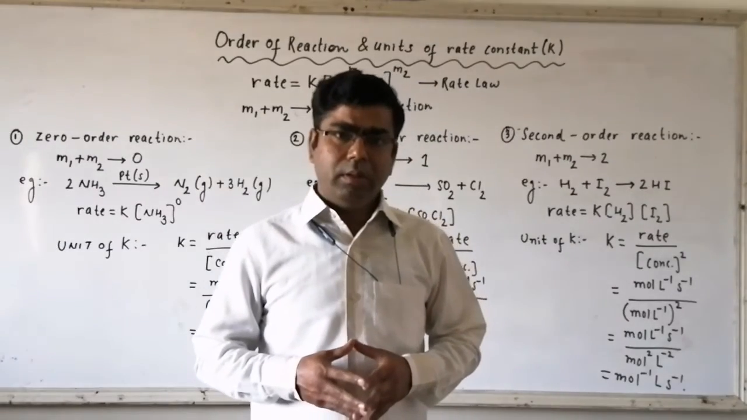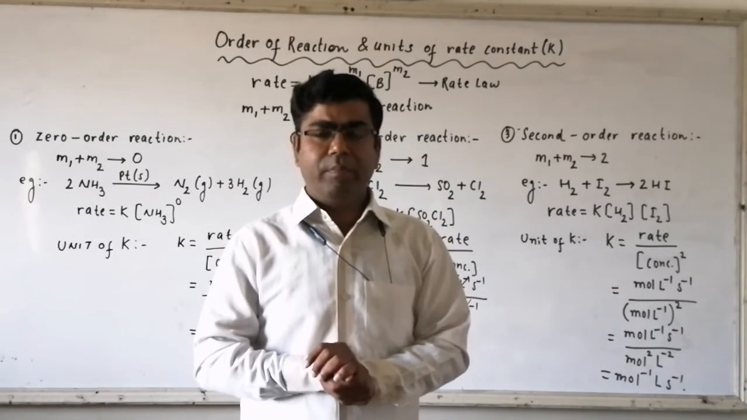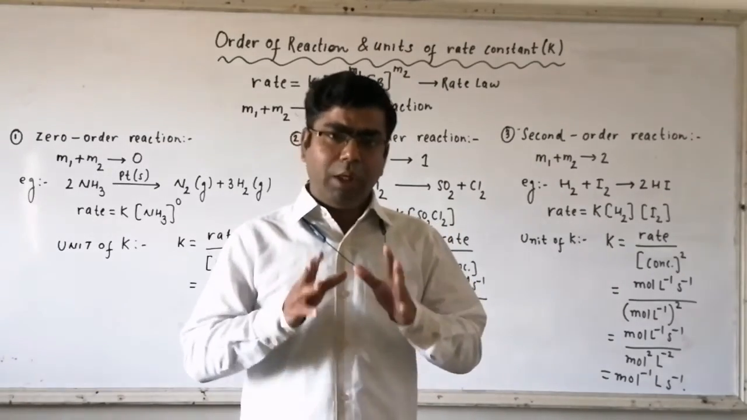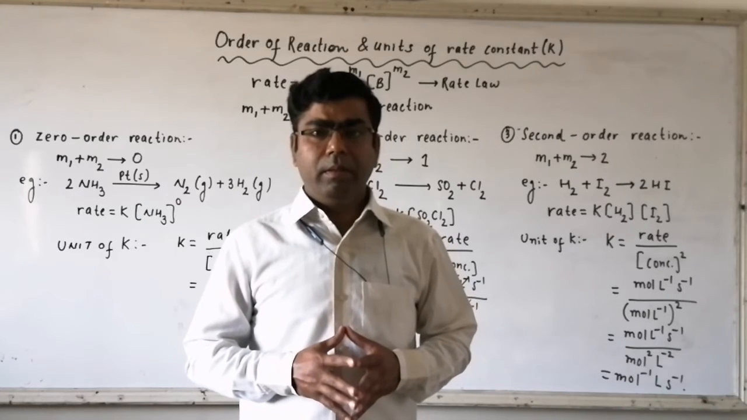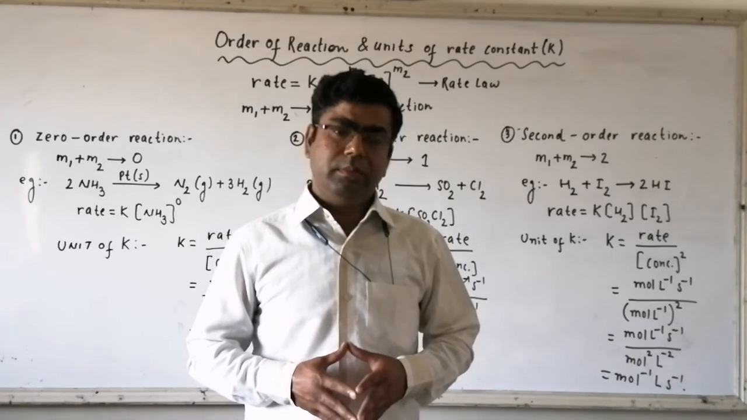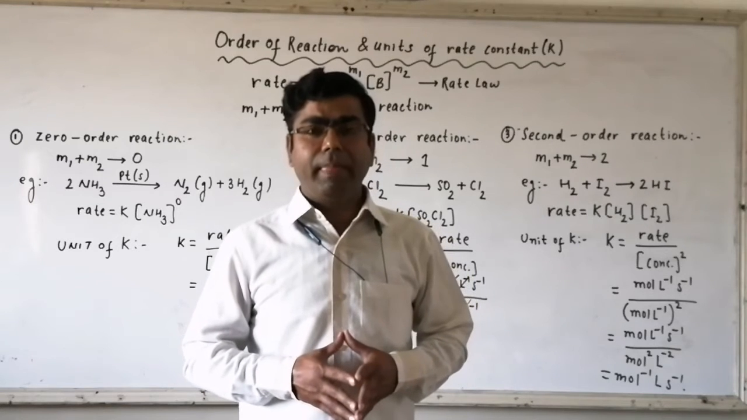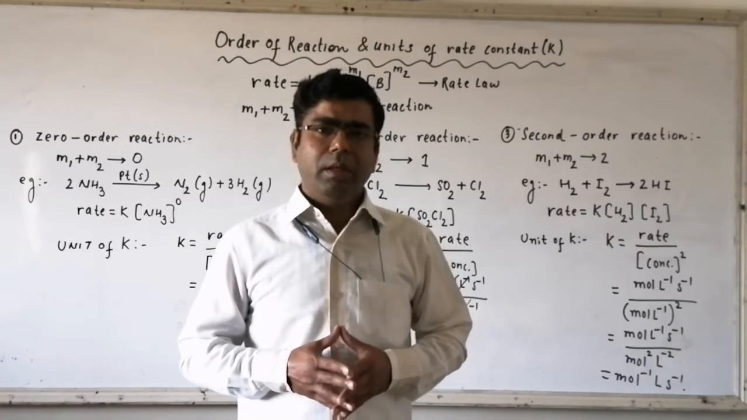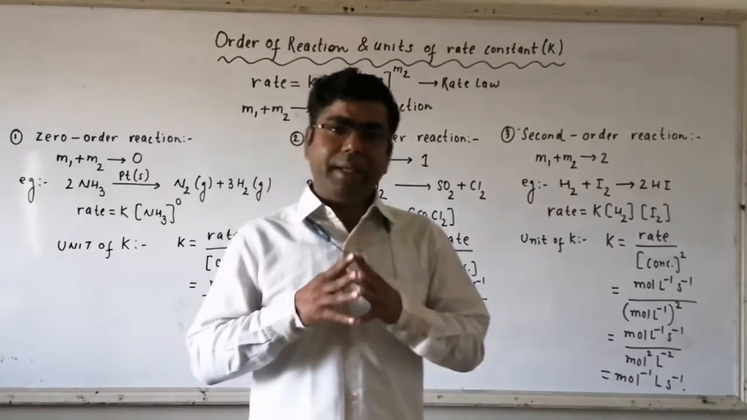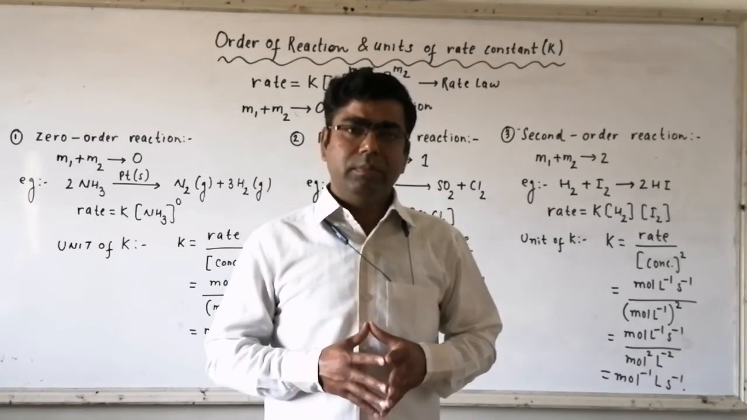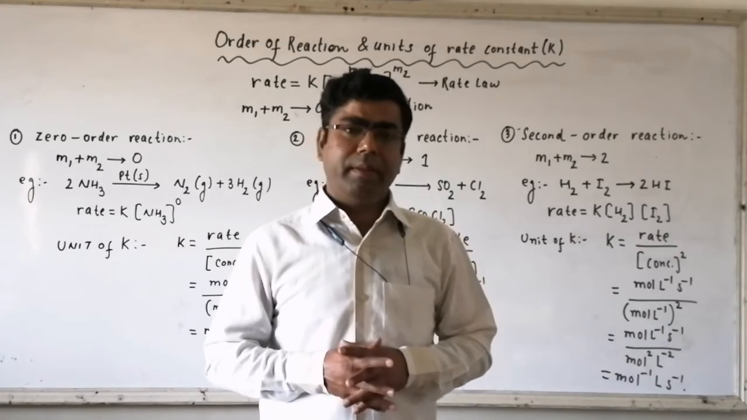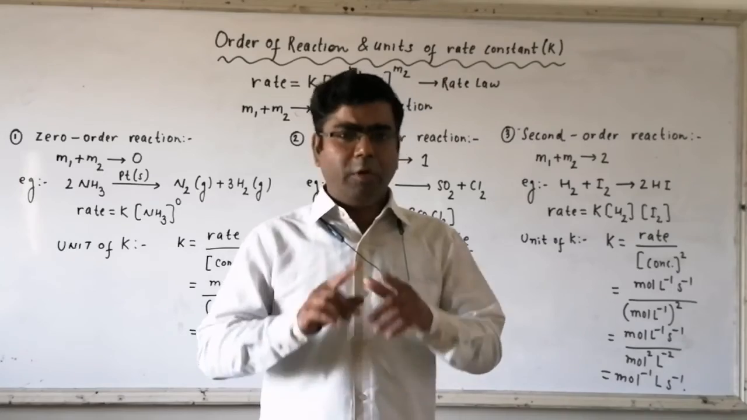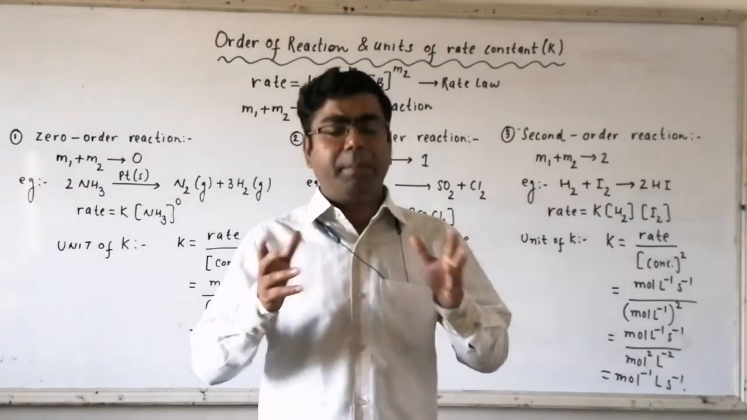Remember, there are few reactions in which two molecules of reactant are taking part. But still, the order of the reaction is 1, because in that case the reaction gets completed in 2 steps. Step first and step number second. One of the steps is a fast step and another step is a slow step.